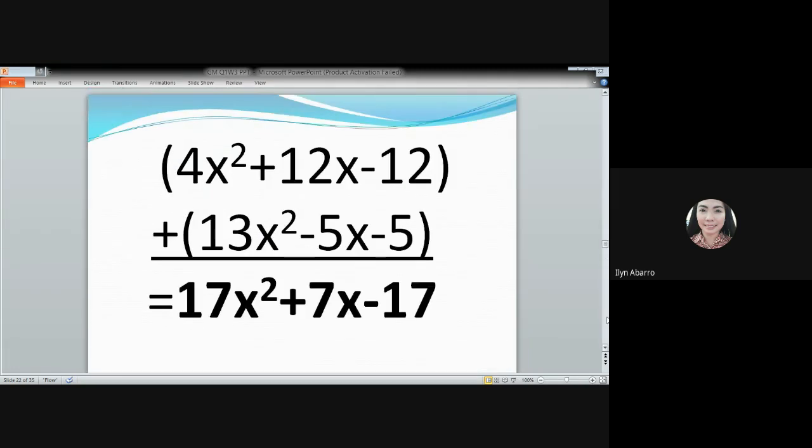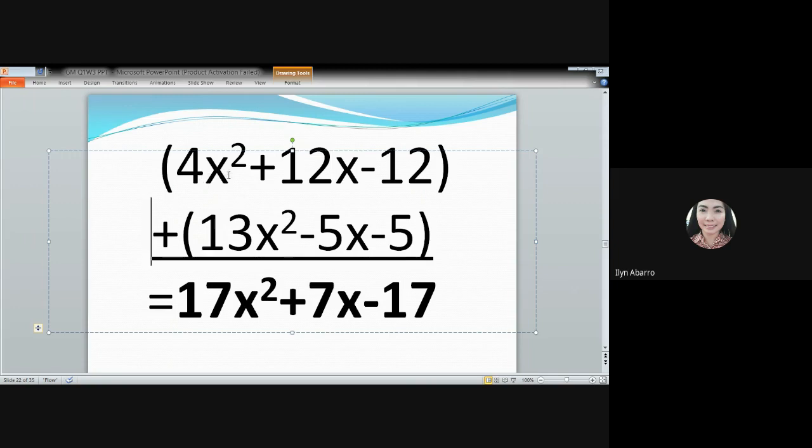So this is also addition of polynomials. The first polynomial is a trinomial. It has 3 terms. And the second one, the other addend, is also a trinomial, which has 3 terms. So vertically, we are going to arrange this by similar terms. We will align those terms which are similar.